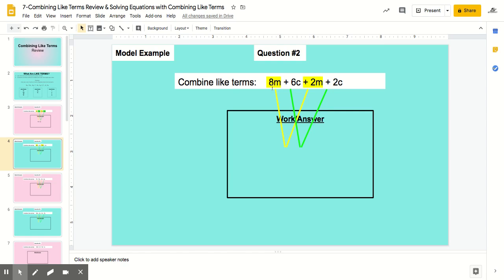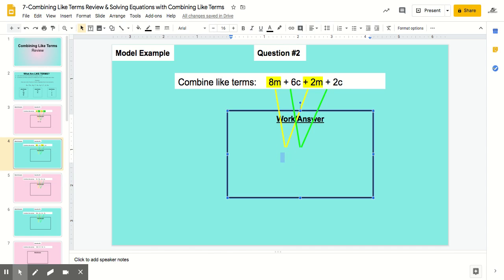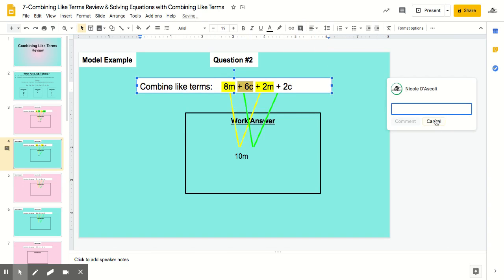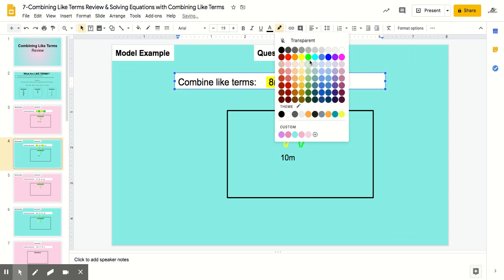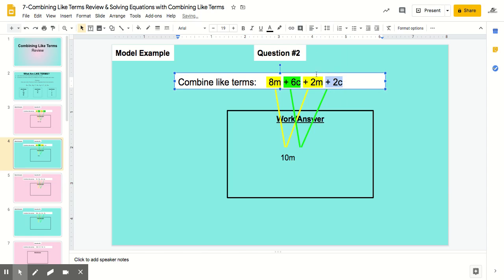So now I know I'm adding 8m plus positive 2m. So 8m plus 2m is 10m. Okay, now I'm not done. I have more like terms. I have a positive 6c and a positive 2c. Okay, so now I'm adding a positive 6 and a positive 2. So positive 6c plus positive 2c gives me 8c. So my answer here is 10m plus 8c.